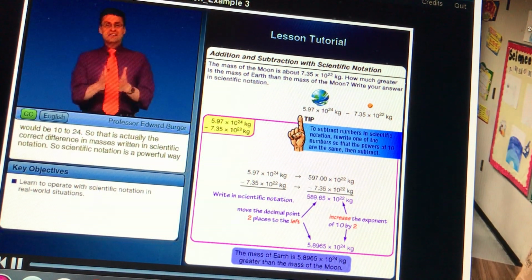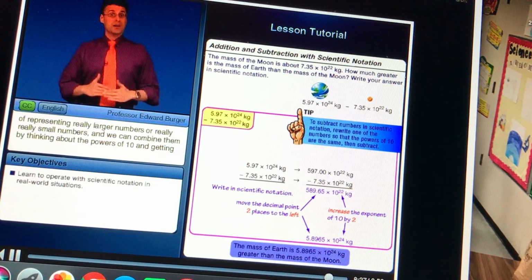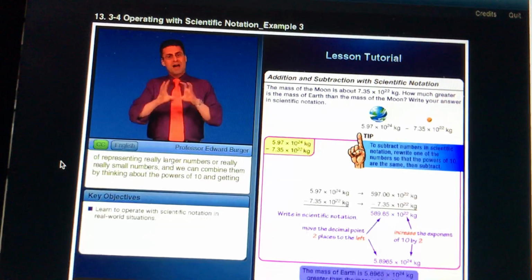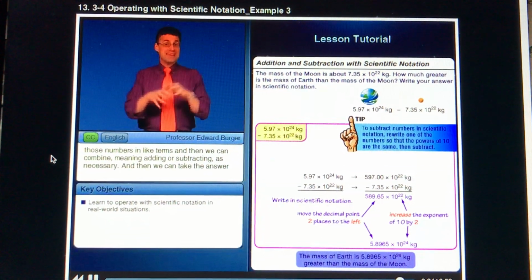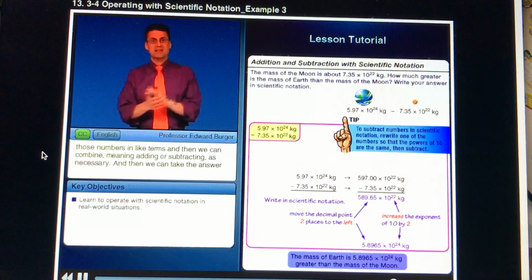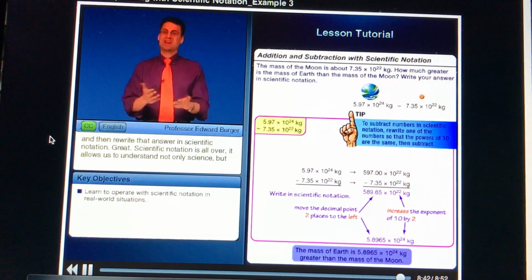So scientific notation is a powerful way of expressing really, really large numbers or really, really small numbers, and we can combine them by thinking about the powers of 10 and getting those numbers in like terms. And then we can combine, meaning adding or subtracting as necessary. And then we can take the answer and rewrite that answer in scientific notation.